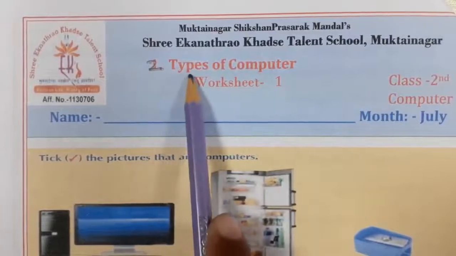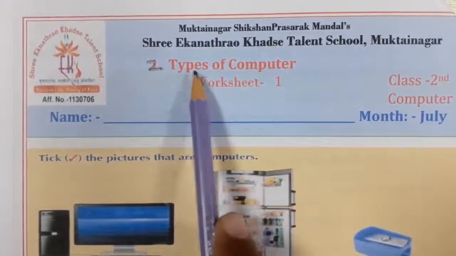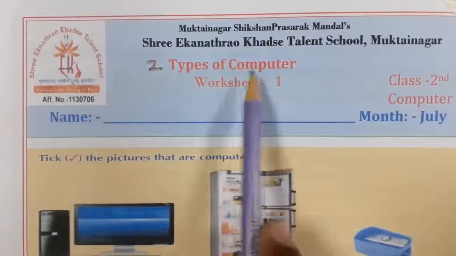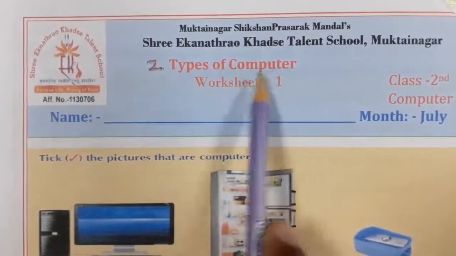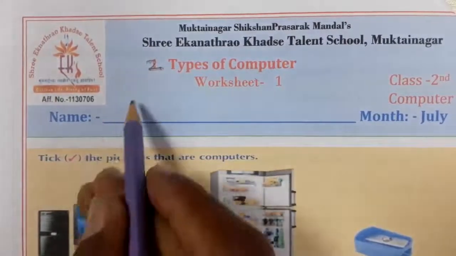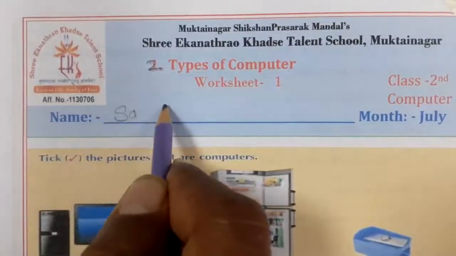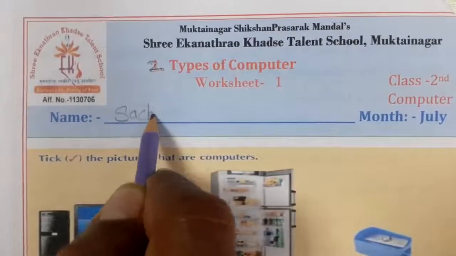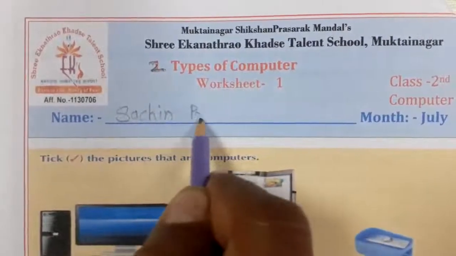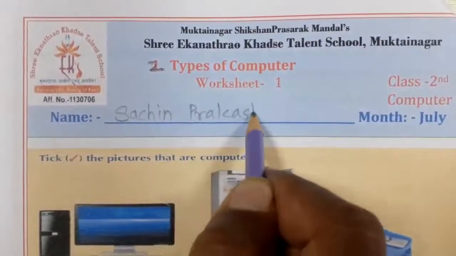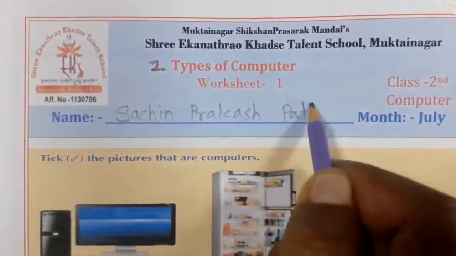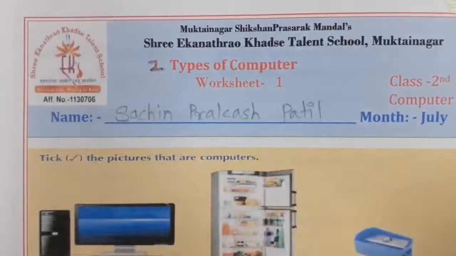Chapter second, what is the name of chapter second? Types of computer. Worksheet first. First you write your name here. I write my name here. You write your name here. Okay? Sachin Prakash Patil. You write your name here.